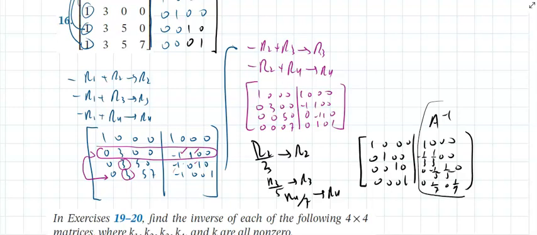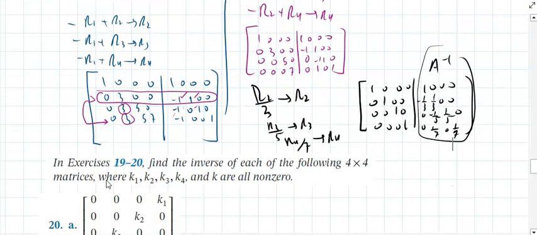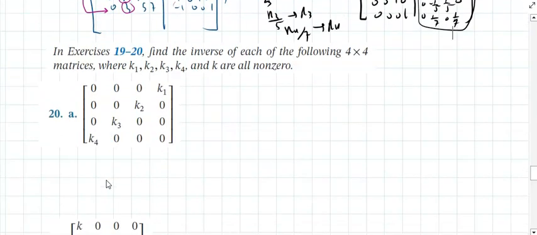And this will be my inverse, provided we didn't make any mistakes on any of those. That's pretty much it. All right, now we're almost done. And this is the only section we're going to do today. I'd like to look at number 20.